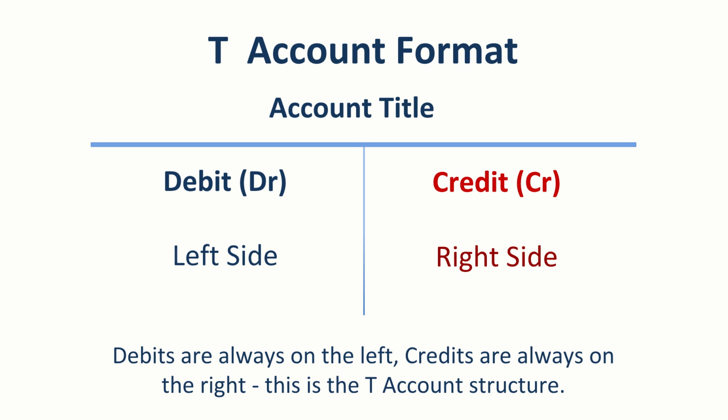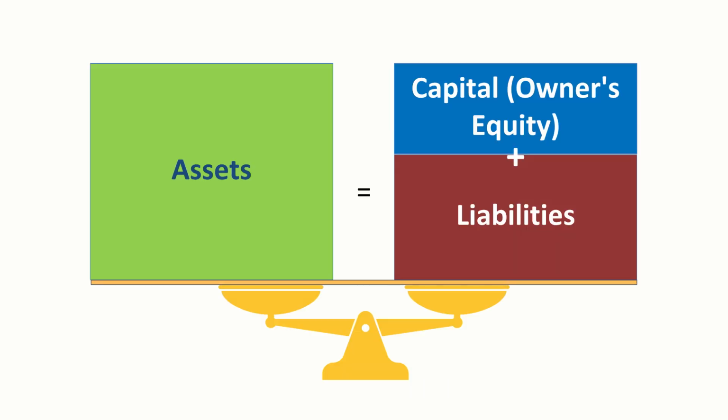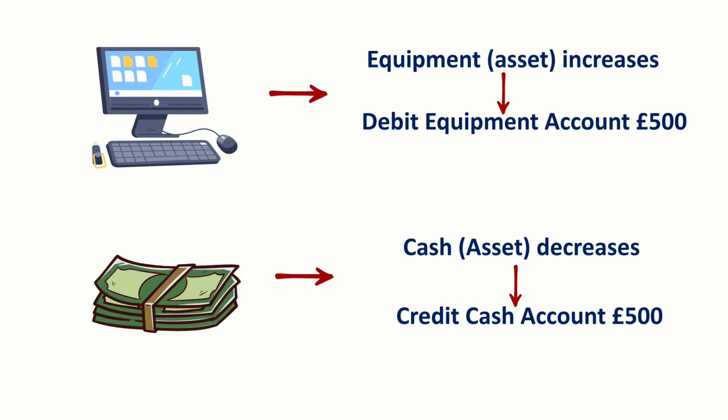Think of the debit side as what the business owns or spends, and the credit side as what the business owes or gives away. This keeps the accounting equation in balance. Assets equals liabilities plus capital. Let's take an example. The business buys a computer for £500 cash.